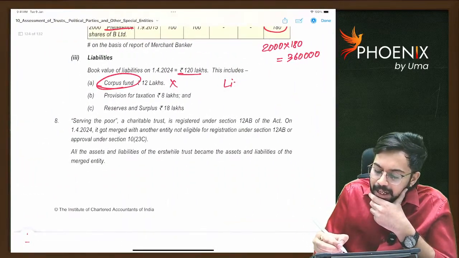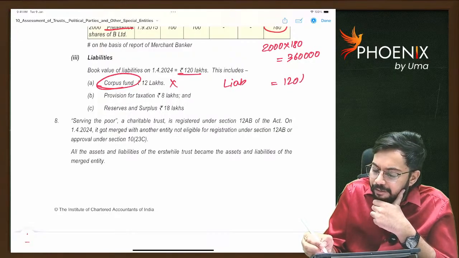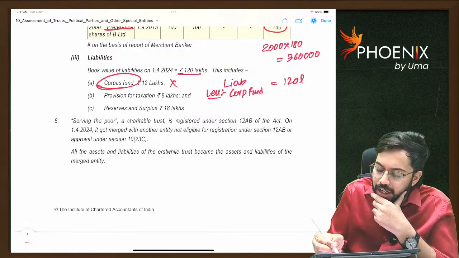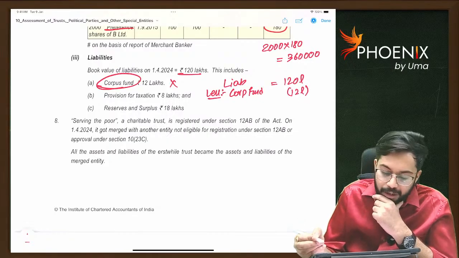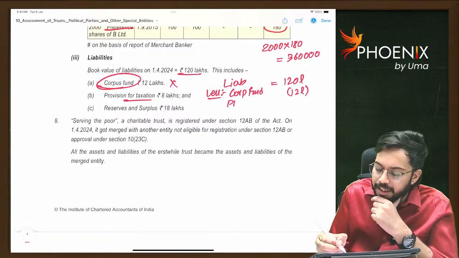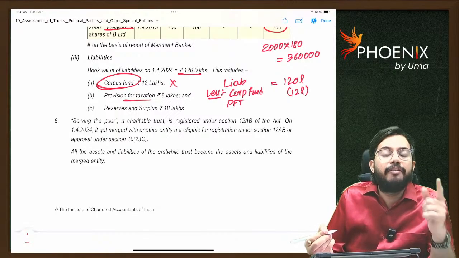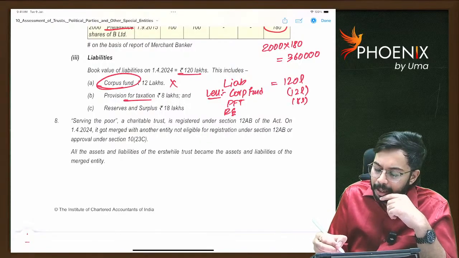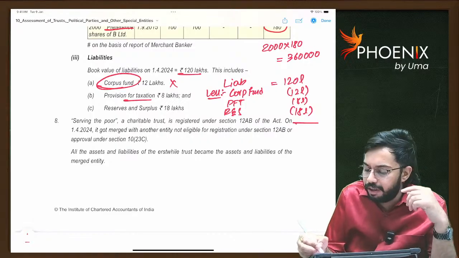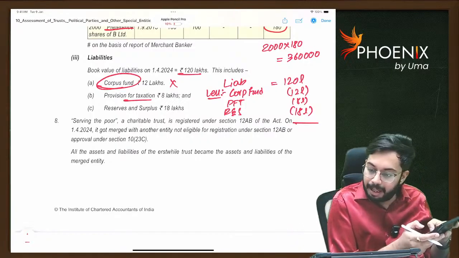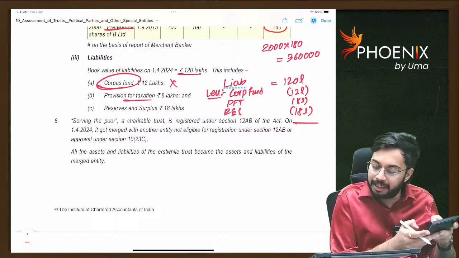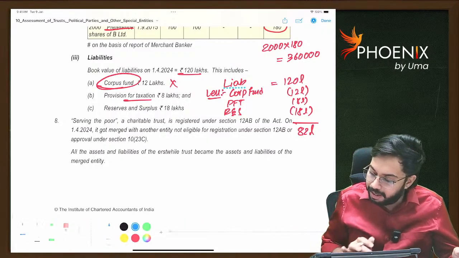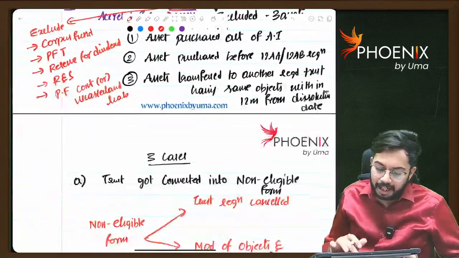So here liabilities are 120 lakhs. From 120 lakhs, you should exclude corpus fund, because corpus fund is not a liability. 12 lakhs you will exclude. Next, provision for tax. Generally it is a liability, but for calculation of accreted income, it is not a liability. Next, reserves and surplus 18 lakhs. After you reduce all these three, 120 minus 12 minus 8 minus 18, 82 lakhs. So your total liabilities are 82 lakhs. Now shall we calculate accreted income?